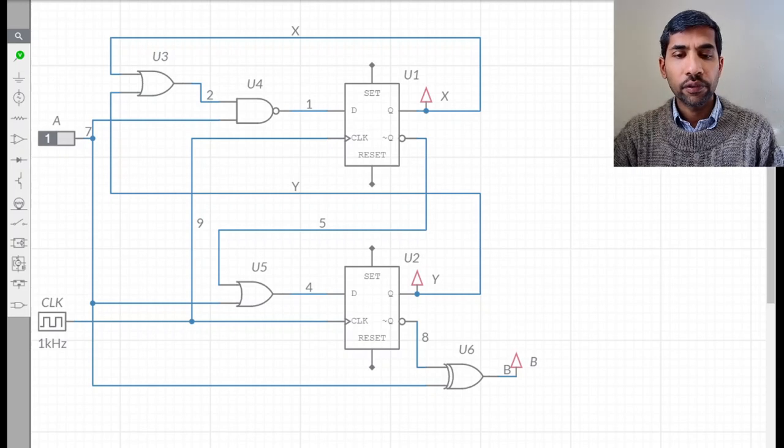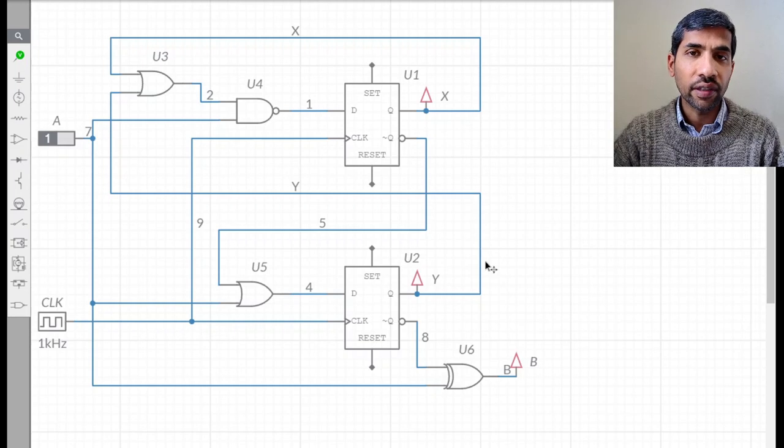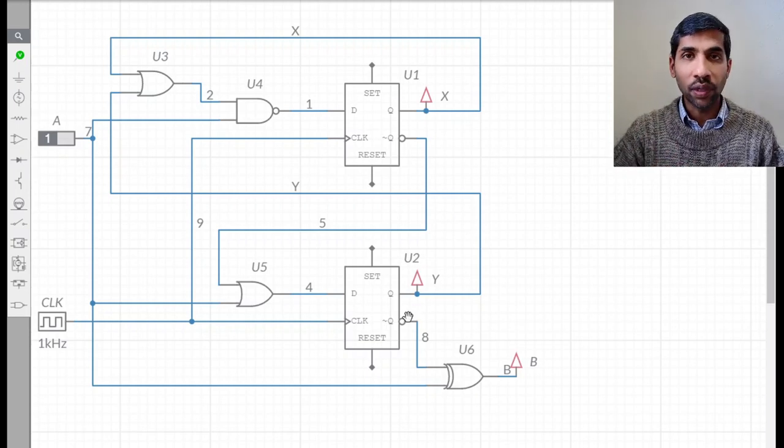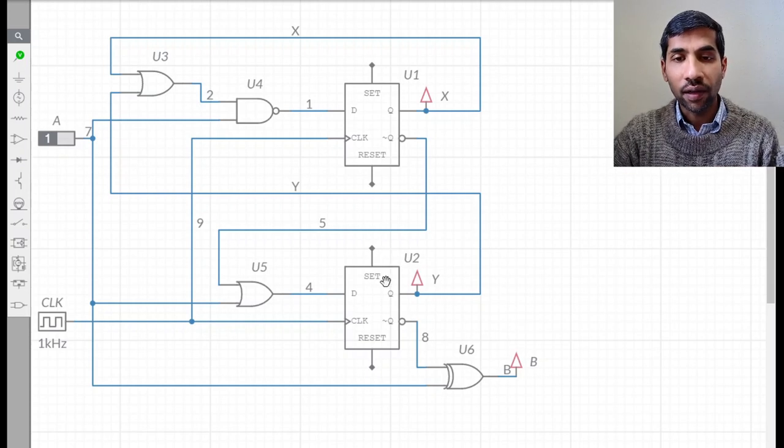Hi, so in this video, let's take a look at this sequential circuit that we have. Now, this circuit is made out of two D flip-flops. And because there are two D flip-flops, we have two outputs, Q1, let's say, and Q2. And of course, you have Q1 bar and Q2 bar, but if you know Q1 and Q2, you know Q1 bar and Q2 bar as well.